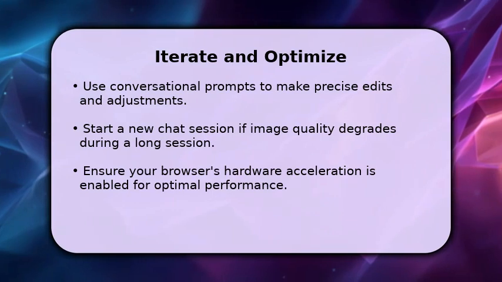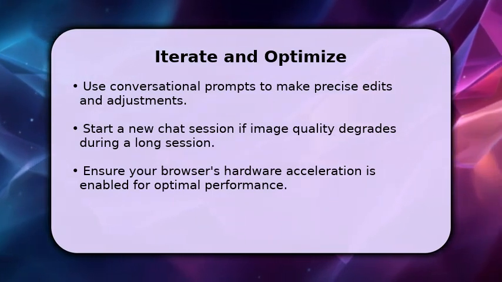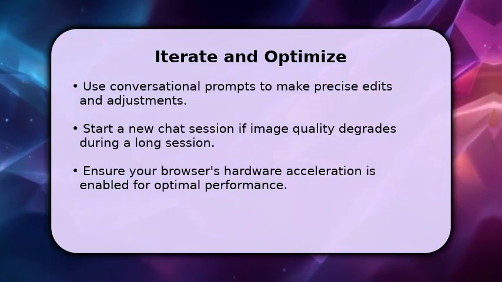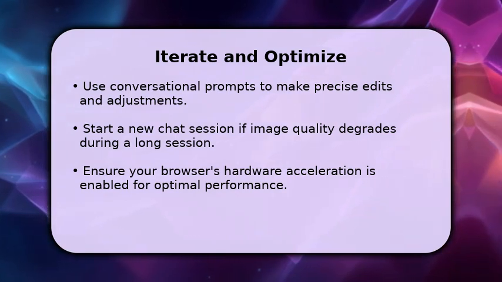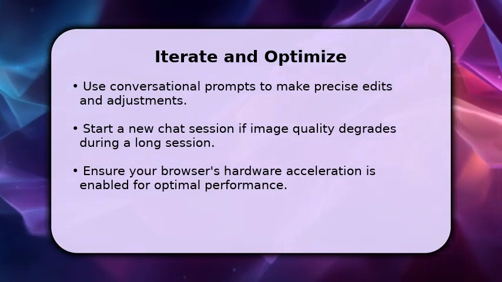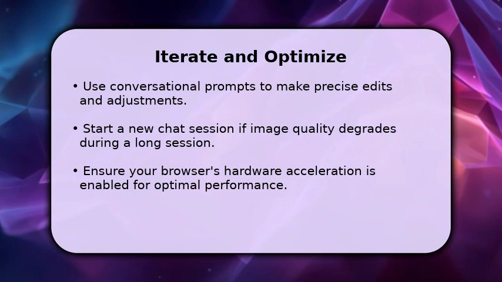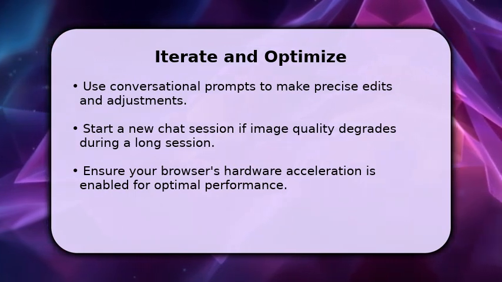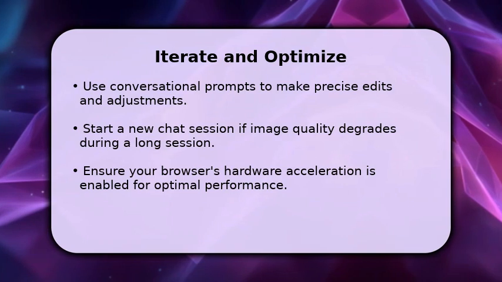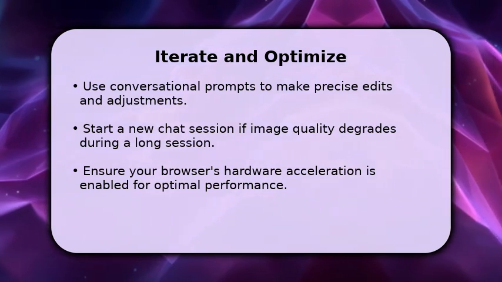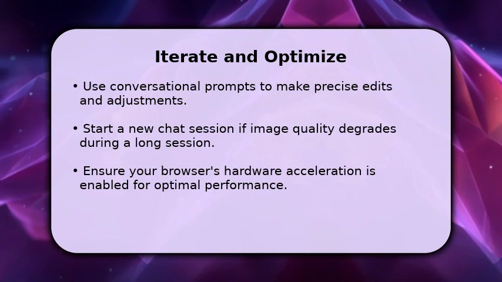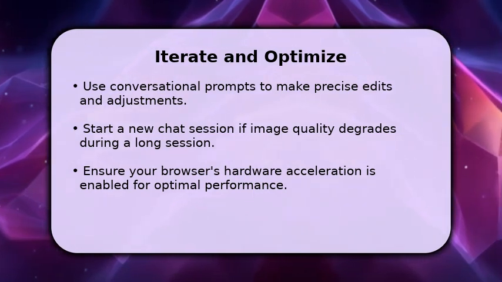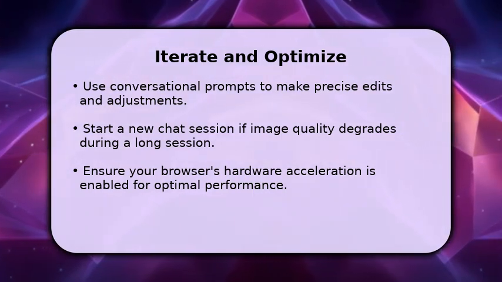Finally, leverage Gemini's conversational capabilities for iterative refinement. You can make precise edits by simply describing the changes you want. If you notice image quality declining after generating several images, start a new chat session to refresh the AI's context. Also, ensure your web browser has hardware acceleration enabled for optimal performance and smoother image rendering.